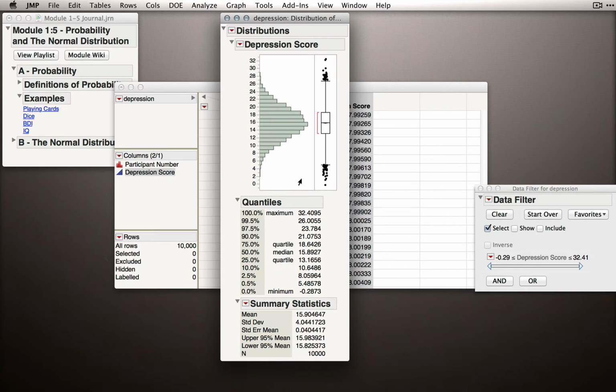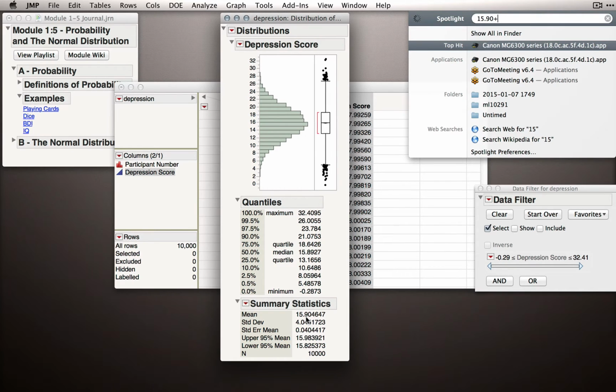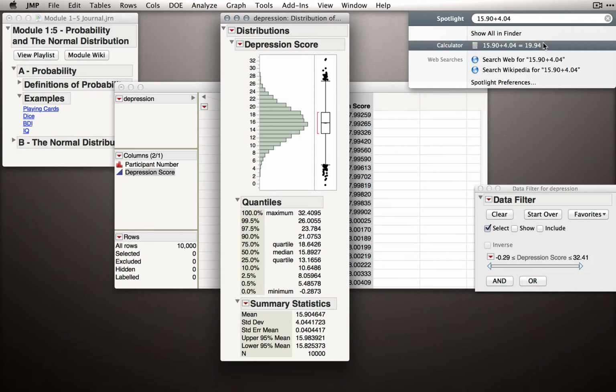Remember, a z-score is simply the number of standard deviations above or below the mean we are. So, a z-score of positive 1 is really the same thing as saying a place in this distribution where we are 1 standard deviation above the mean, or in other words, where we are 4.04 points above 15.90. Now, we can calculate this. This is pretty straightforward, 15.90 plus 4.04, which will give us a value of around 19.94.